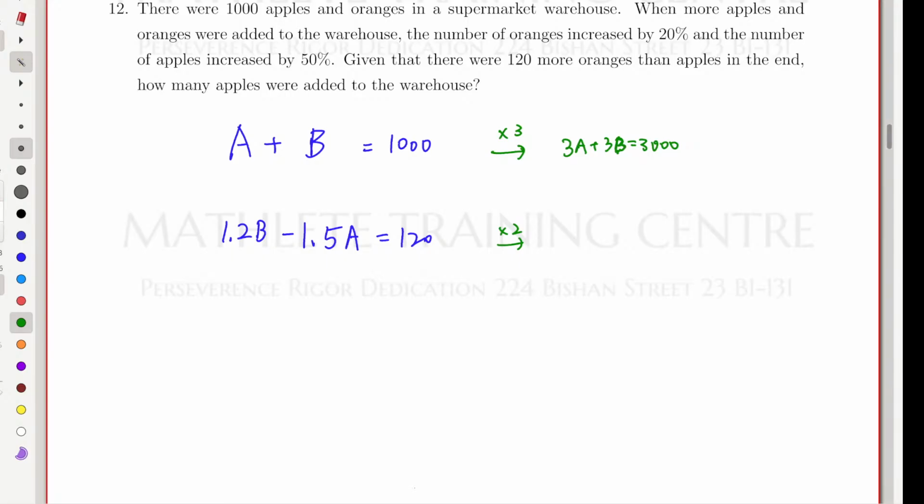Okay, and then for the second one, if I multiply by 2, then what I have is 2.4B minus 3A equals 240. And then we can add them up to remove the letter A. When we add them up, we can see that the 3A and the minus 3A will disappear. The 3B and the 2.4B will add up to become 5.4B. That equals 3,240.